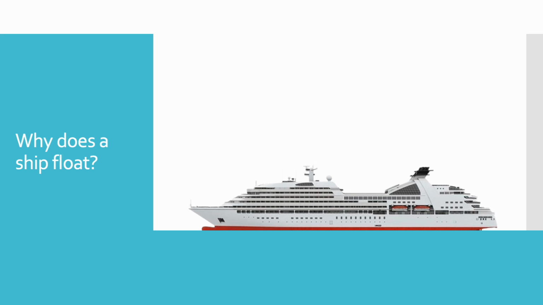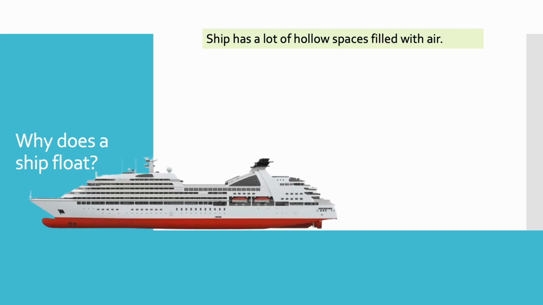Here is a reason a huge iron ship floats while a small iron nail sinks. The ship is not just a solid block of iron. It's built with a lot of hollow spaces, and those spaces are filled with air. So when we calculate the ship's density, we don't just consider the iron, we also include all that empty space inside.